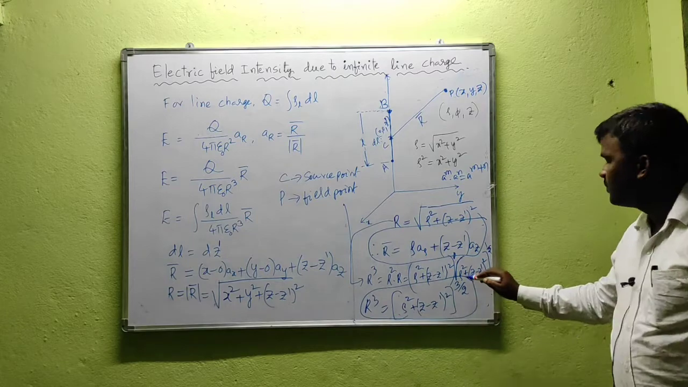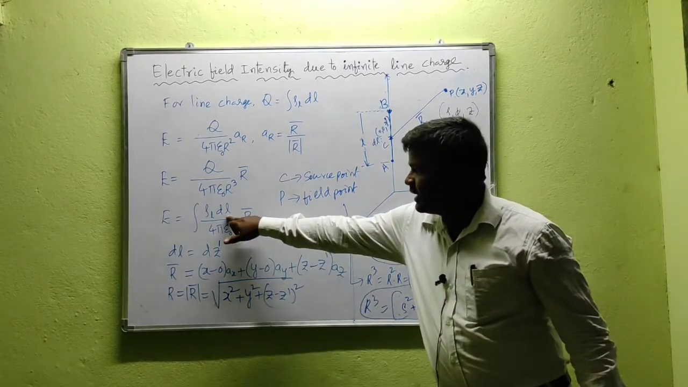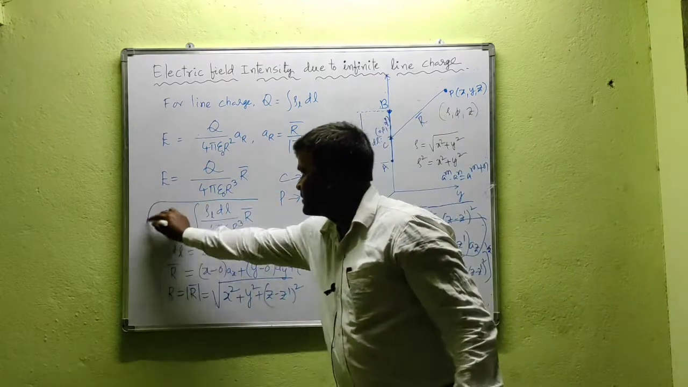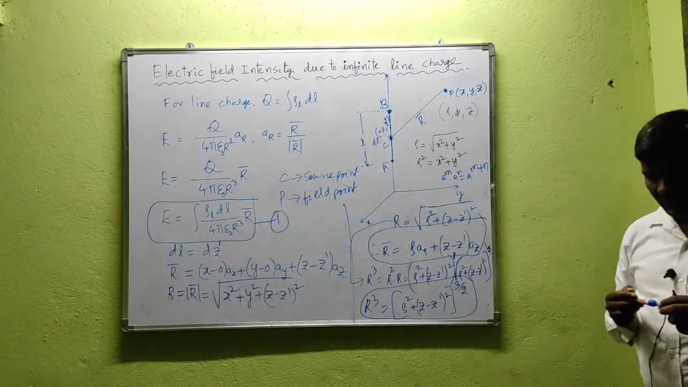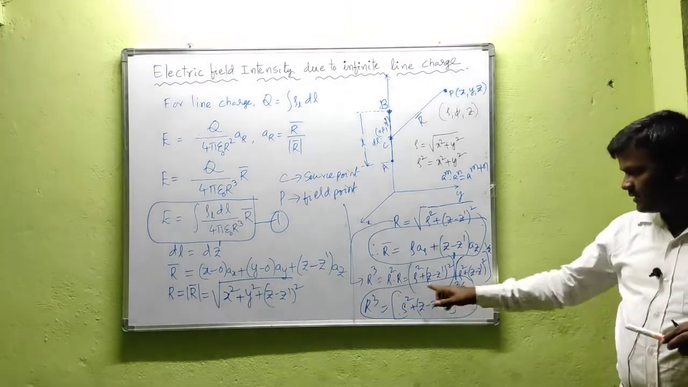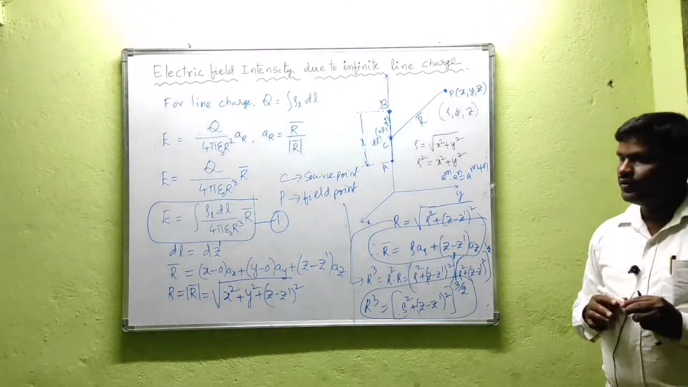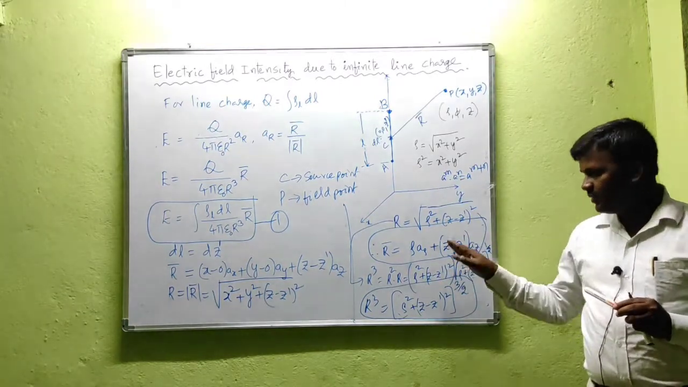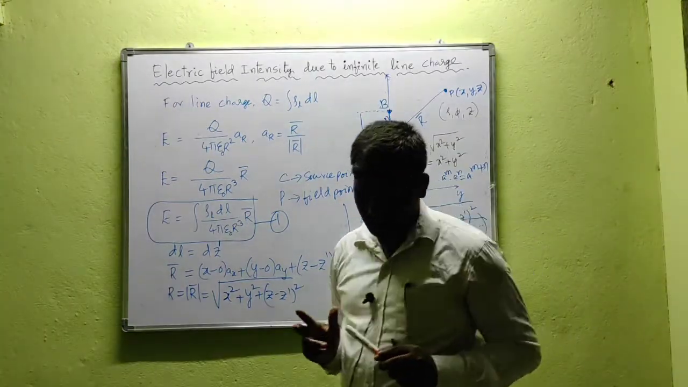Now substitute this r bar, r cube and dl in this equation. Let us take this as equation 1. Substitute r bar, r cube in equation 1. We have this r cube and r bar here. In equation 1, we will get E in terms of r bar in the cylindrical coordinate system.